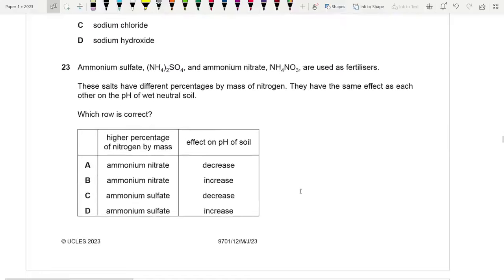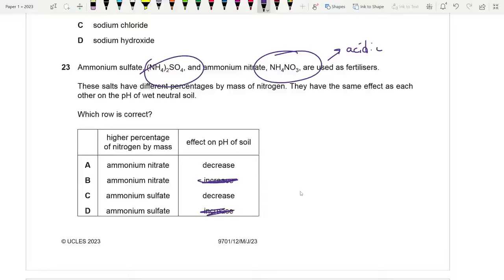Ammonium sulfate and ammonium nitrate are used as fertilizers. These salts have different percentages by mass of nitrogen. They have the same effect as each other on the pH of wet neutral soil. Which row is correct? Both of them are used as fertilizers. So they add nitrate, right? However, you know that ammonium salts are acidic in nature, so they will decrease the pH of soil. And which one has higher percentage of nitrogen?